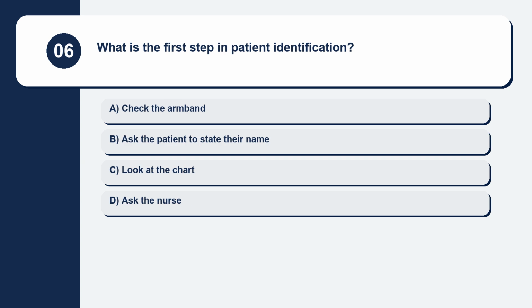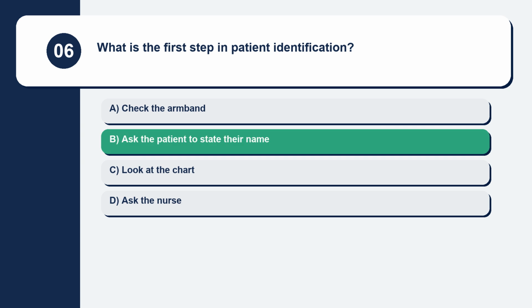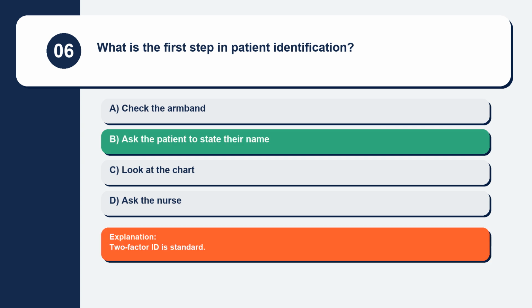Question 6. What is the first step in patient identification? Check the armband, ask the patient to state their name, look at the chart, ask the nurse. Two-factor ID is standard.